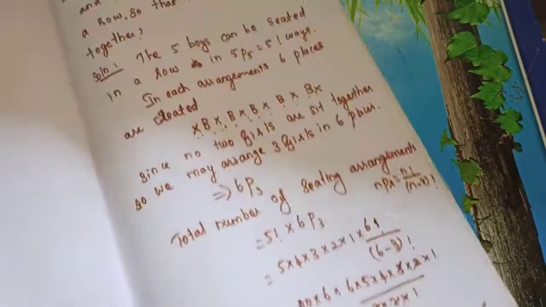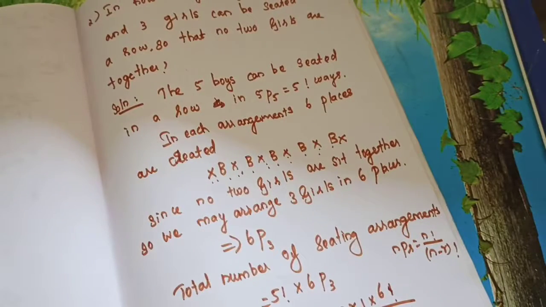Got it? Okay, I will repeat again. The question is, in how many ways can 5 boys and 3 girls be seated in a row so that no 2 girls are together? So no 2 girls will sit together. Totally 5 boys and 3 girls are there. So 5 boys can be seated in a row, is it right? They will be seated in a row, that is 5P5 ways. So there 5 factorial is there.